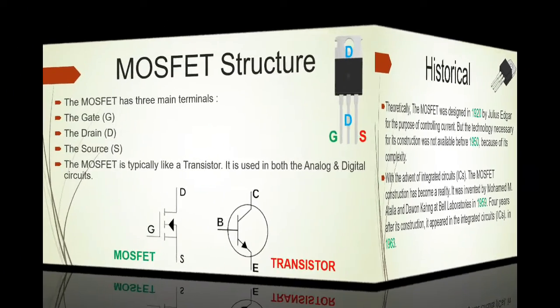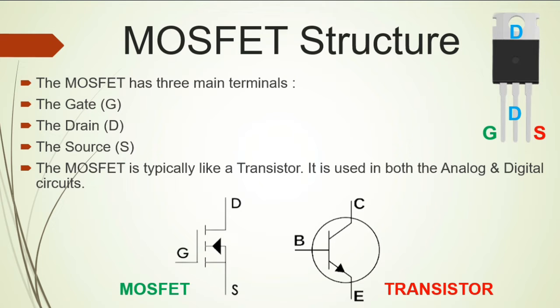Okay, let's see the MOSFET structure. So, as you see here, the MOSFET has three main terminals, as we saw before. It has the gate G, the drain D, and the source S. Okay, so as you see in this picture, this is the MOSFET. So we have gate, drain, and source.